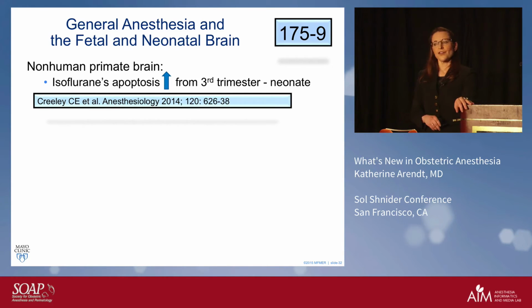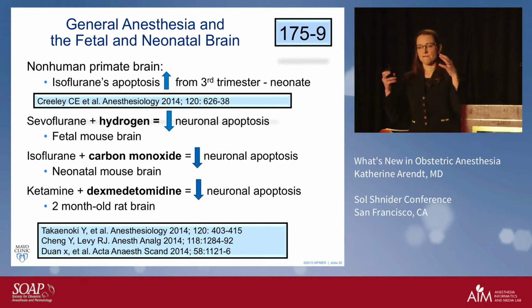There were also some great studies that looked at adding various other things to anesthetics to try to decrease their neuronal apoptotic effects in various animal models. So if you add hydrogen to sevoflurane in the fetal mouse model, or carbon monoxide to isoflurane in the neonatal mouse, or dexmedetomidine to ketamine in a 2-month-old rat, all of these things looked as if they decreased neuronal apoptosis.